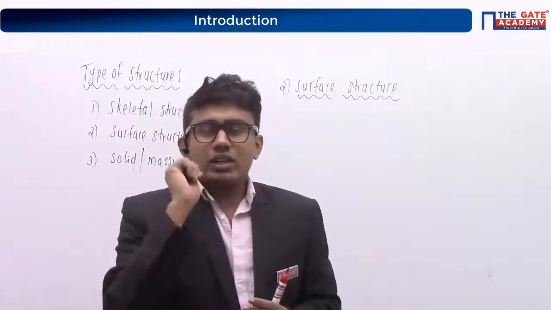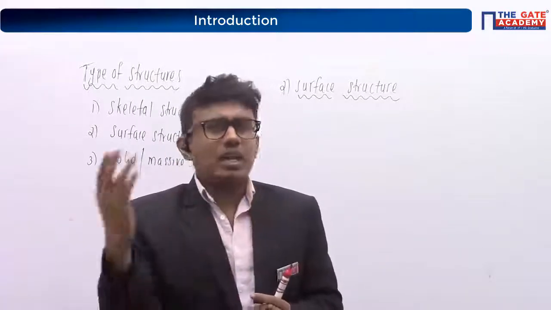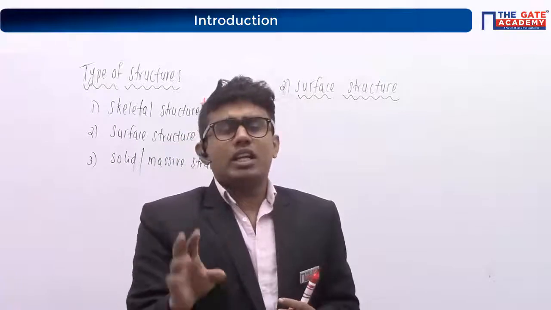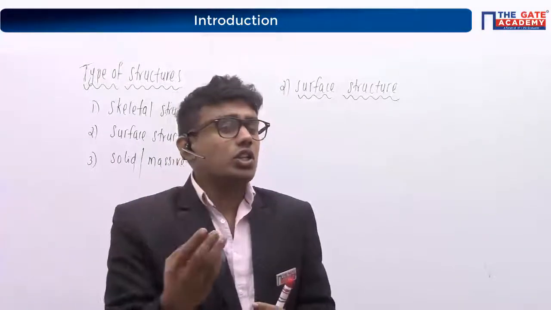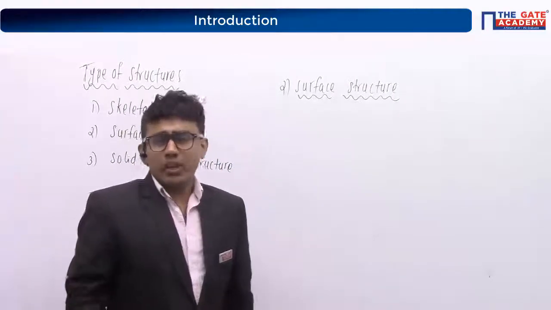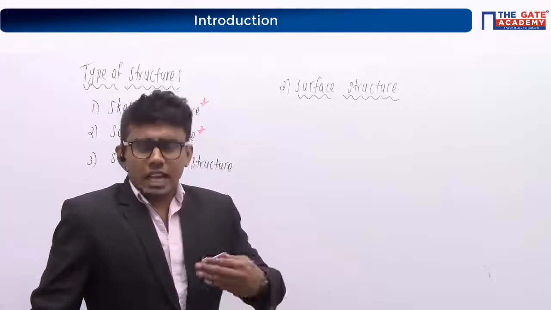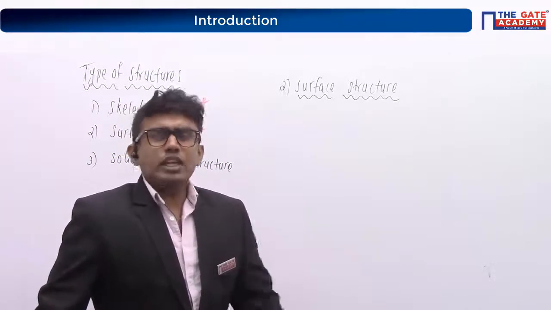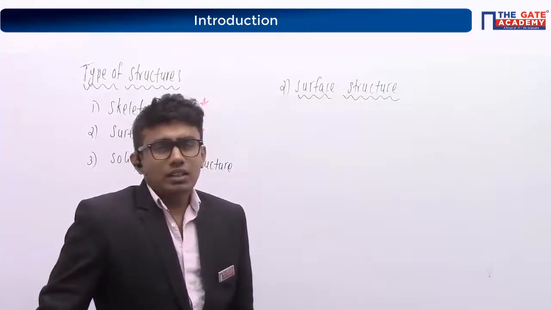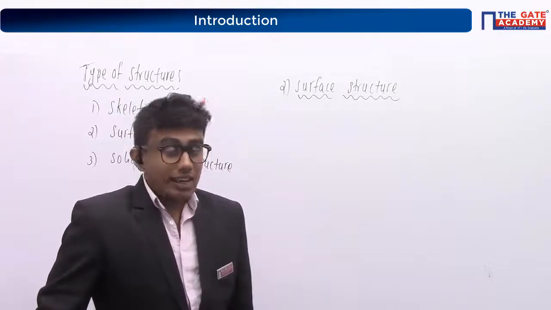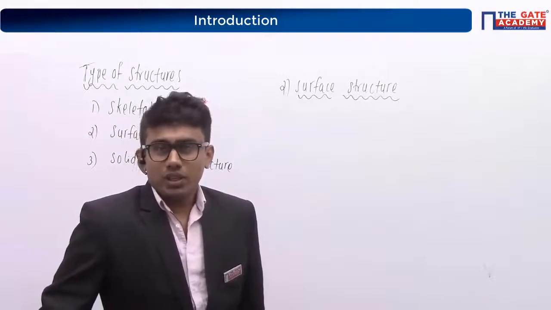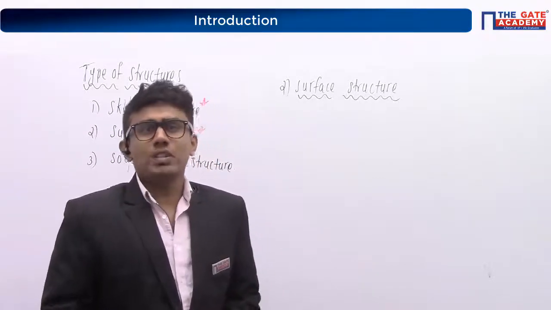I hope it's clear. You can write down: when two dimensions, it can be length, breadth, or depth, are predominating the other or third dimension, we are going to call it a surface structure. Write it down. When any two dimensions in a structure are predominating the third dimension, we will call it a surface structure. I hope it's clear, right?